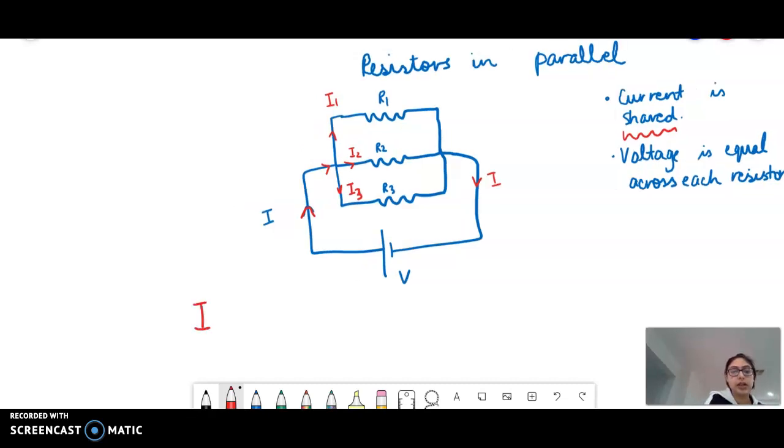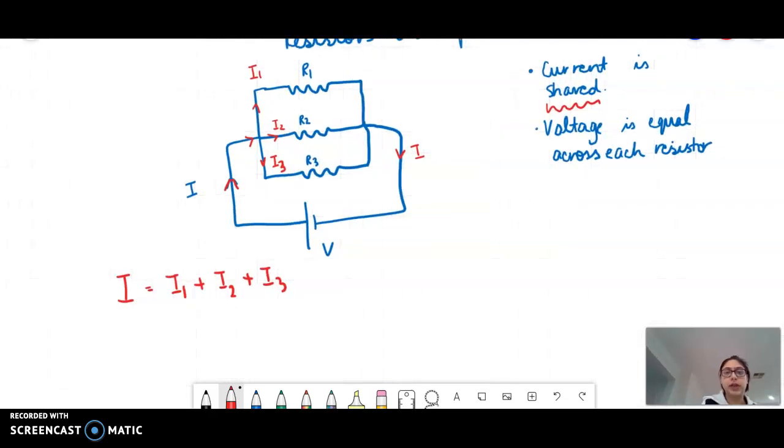So I say that total current is equal to I1 plus I2 plus I3. That makes sense according to me. Now, one thing that's constant in a parallel circuit is we can see that ends of all these resistors are actually connected to the battery. So the voltage is equal across each resistor. So I can say that V3 is I3 times R3, which is equal to V. The potential drop here will be I2 R2, and potential drop here will be I1 R1.